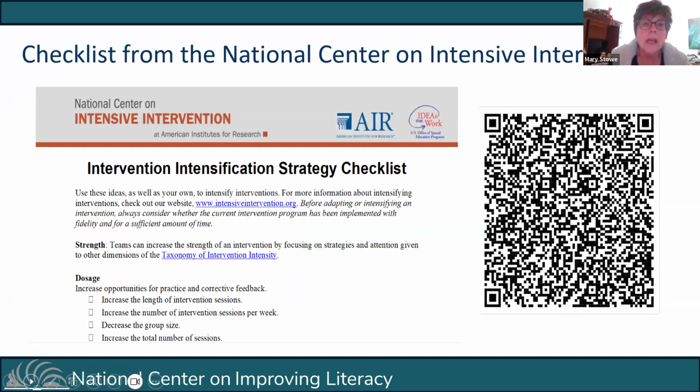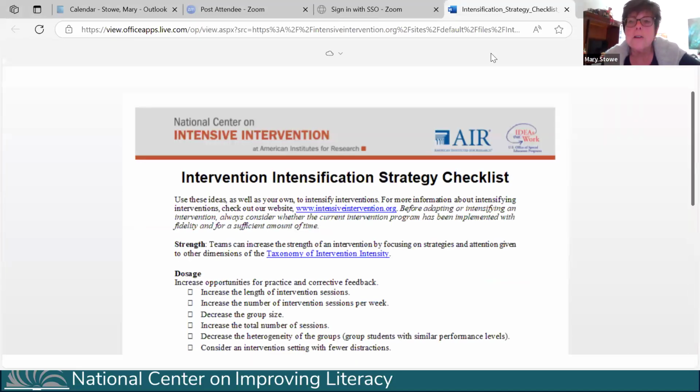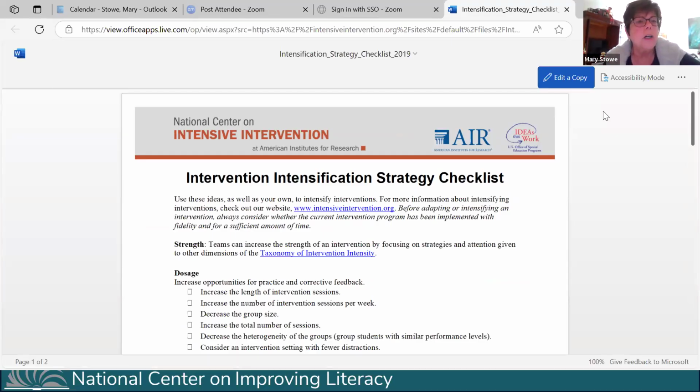Okay. So in the chat will be placed a checklist from the National Center on Intensive Interventions. It's a really great checklist. And as we go through subsequent slides, I'm hoping that you'll refer to the checklist. I'm going to click on the image and take us there. Hopefully it will take us there because I'd really like to show you this tool that is available. And a link has been placed in the chat for you as well so that you can look at the tool on your own as well.